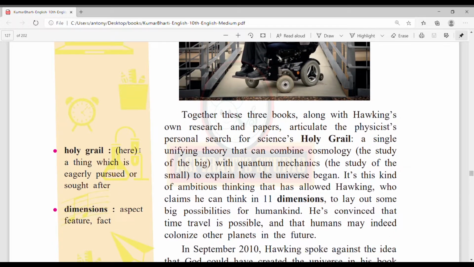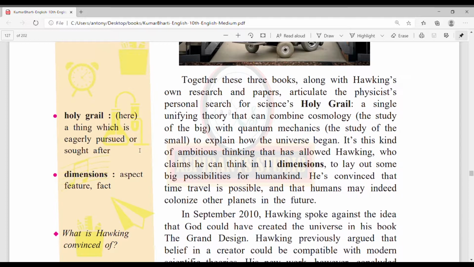Together these 3 books, along with Hawking's own research and papers, articulate the physicist's personal search for science's holy grail: a single unifying theory that can combine cosmology, the study of the big, with quantum mechanics, the study of the small, to explain how the universe began.